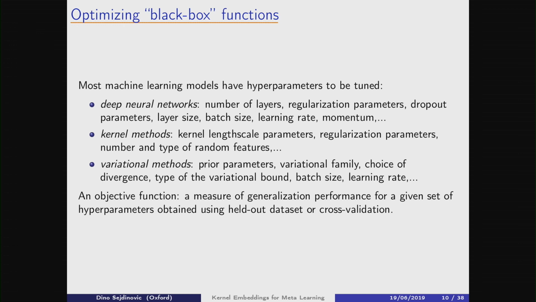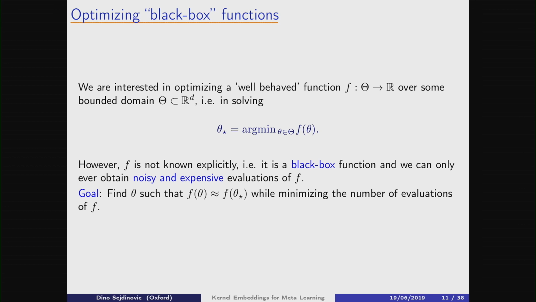So what is our objective function? The objective function is usually some measure of generalization performance, something that is objective, for a given set of hyperparameters. And in order to ensure that there is no leakage, we usually use a held-out data set or cross-validation. Okay, so how is this dealt with? Of course it's a classical problem, which we can call optimizing black box functions, right? There is some very complicated function that represents the relationship between hyperparameters and the performance that we care about. This we want to optimize over some, say, bounded domain.